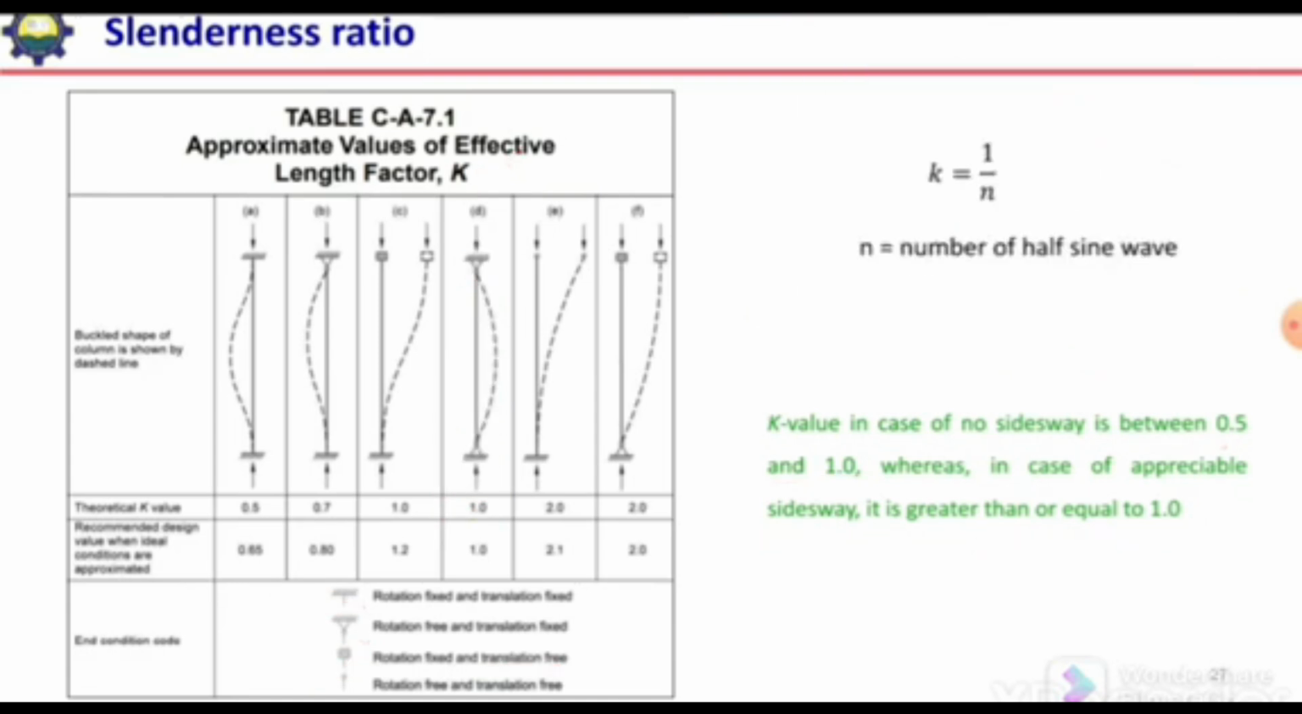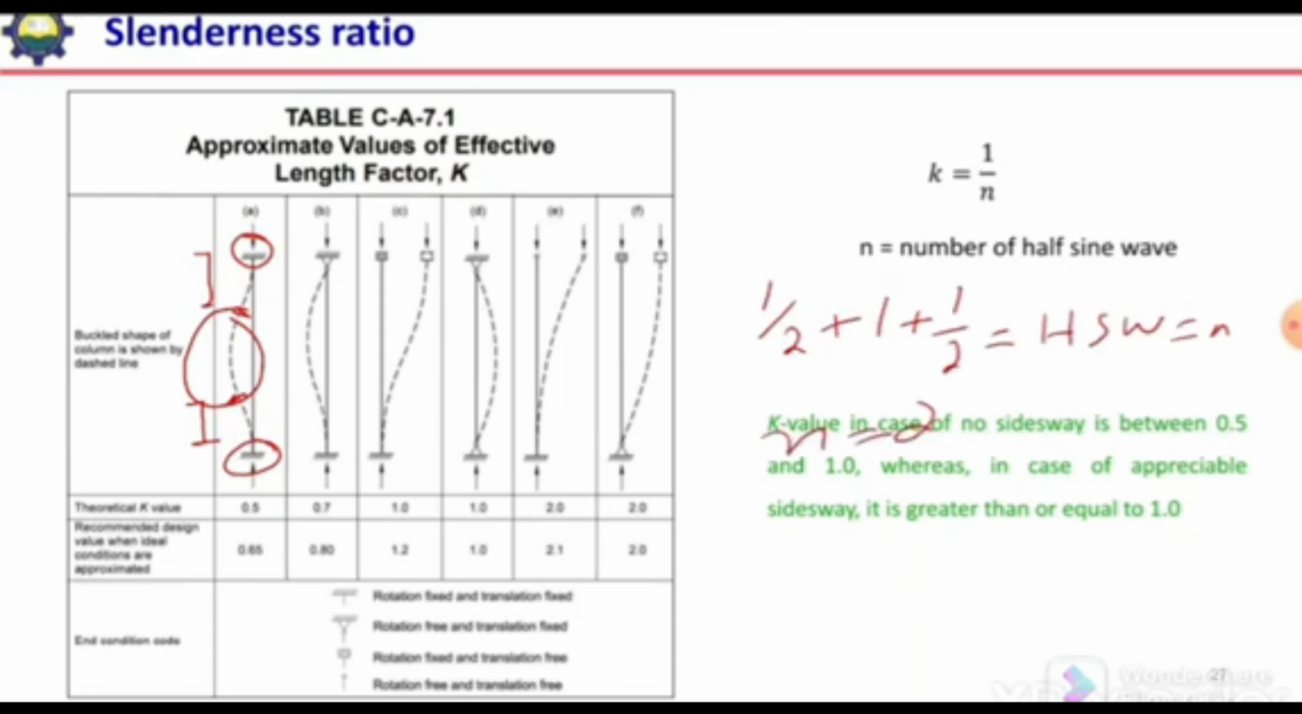But if we have fixed supports at the ends, in that case we have 1 half sine wave, and we have a quarter sine wave here and a quarter sine wave here, or sorry, half of a half sine wave. So we have 1/2 plus 1 plus 1/2 half sine waves, meaning N is equal to 2. So when N is equal to 2, K is equal to 1 over 2, which is 0.5. So K will be 0.5, as we can see over here.